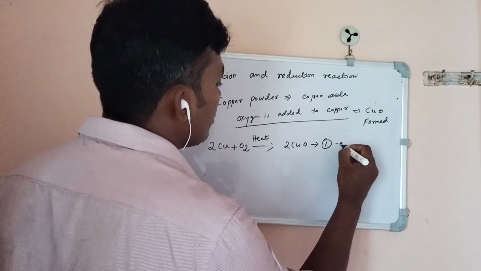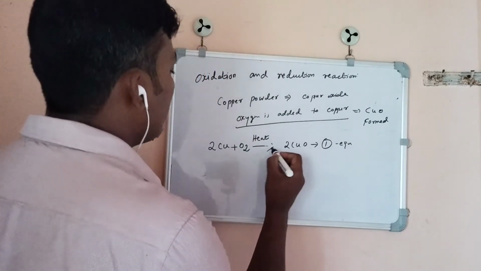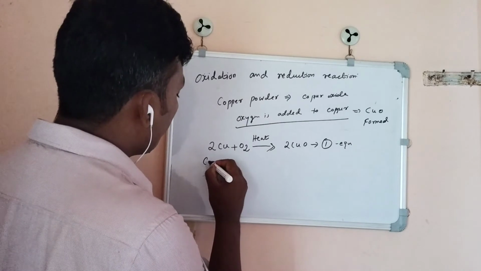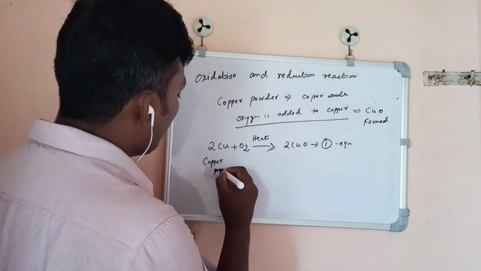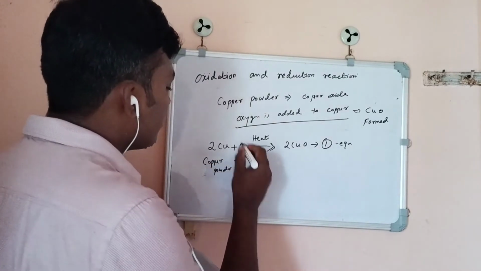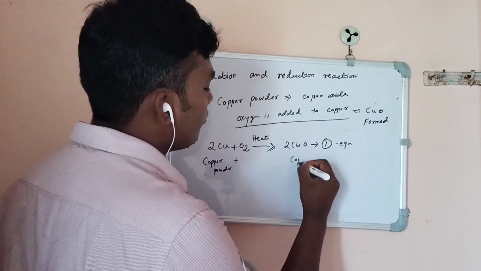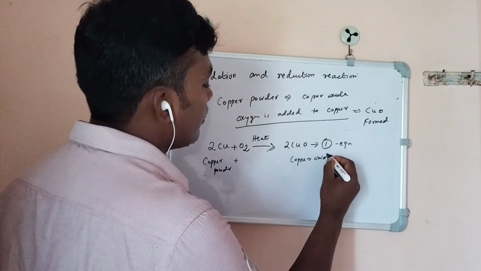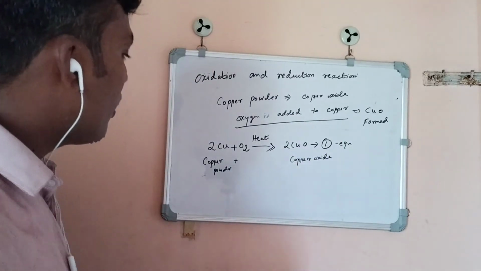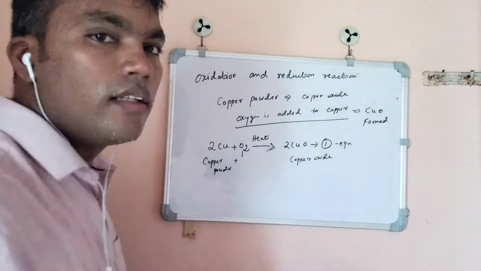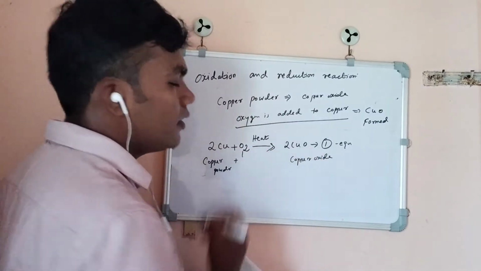This is equation 1. What happened? You have taken copper powder and you are passing oxygen under heat condition. Copper oxide is formed. What happened in this case? The oxygen is added to copper, that's why the copper oxide is formed.